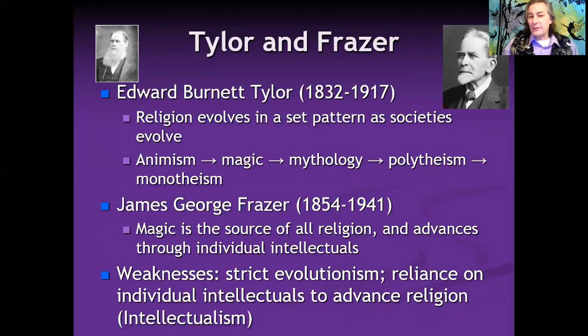Frazer, the man on the right, comes a little later and says magic is the source of all religion. And it's individual people who will alter it. Apparently, once a Jesus or a Moses comes along and changes religion, or a Joseph Smith, no one bothers changing it for another 500 years until someone else does it. This is what's called a strict evolutionist view, that things evolve in set patterns, in set stages, almost at set times. Intellectualism, set intellects, change religion.